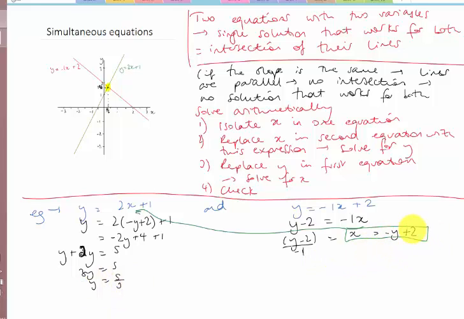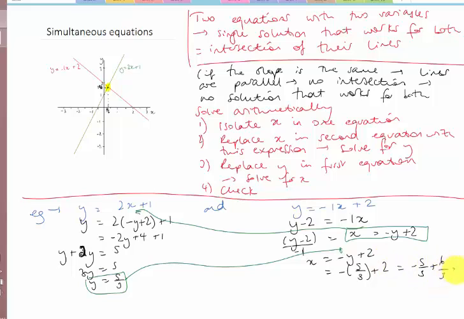We can replace it over here everywhere we see a y. So we know that x is equal to minus y plus 2. Everywhere we see a y, we can replace it with 5/3. So x is equal to minus 5/3 plus 2, which is to say minus 5/3 plus 6/3, or 1/3. So there's our solution. x is 1/3, y is 5/3, and that's what we saw when we looked at the graph here.